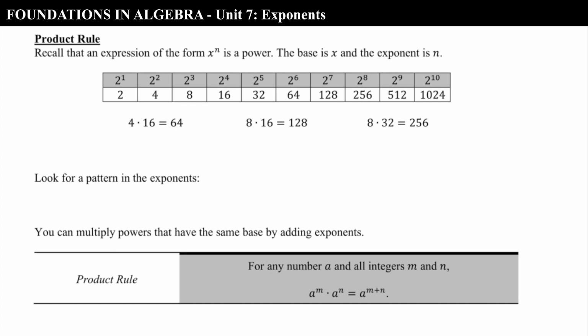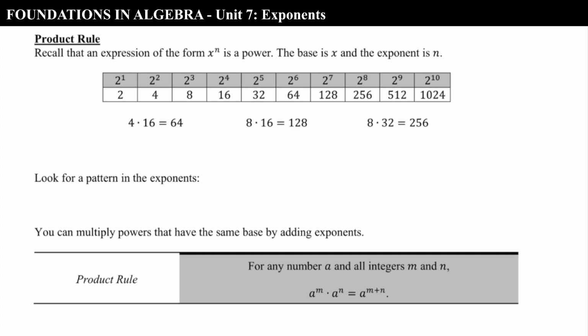Now that we have a good sense of how exponents work, let's talk about some of the rules of exponents so that we can actually do some algebra with them. So here we have the product rule. Recall that an expression of the form x to the n is a power. The base is x and the exponent is n. So here I've listed our powers of 2 from 2 to the 1st to 2 to the 10th, just as reference, because we're going to do a little bit of exploration.